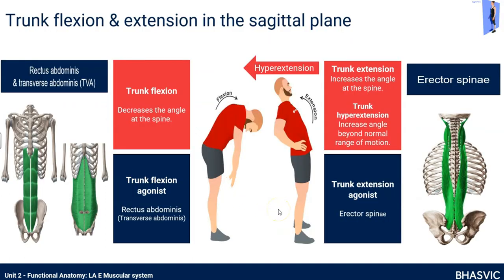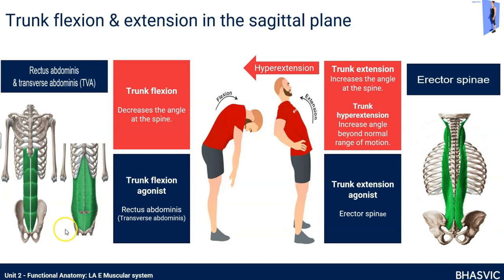So the first basic movement you need to be able to recognize is trunk flexion and trunk extension. If we reduce the angle at the trunk, flex or bend forward, that's trunk flexion. And the agonist that causes trunk flexion is rectus abdominis. This, your six-pack muscle, is the superficial muscle near the surface.